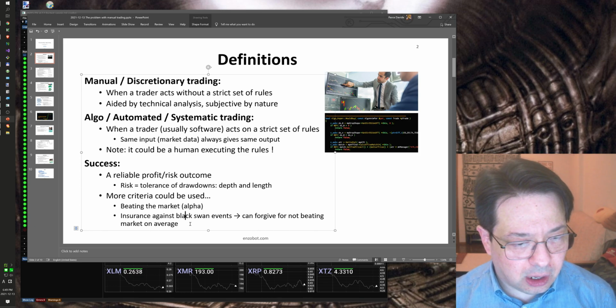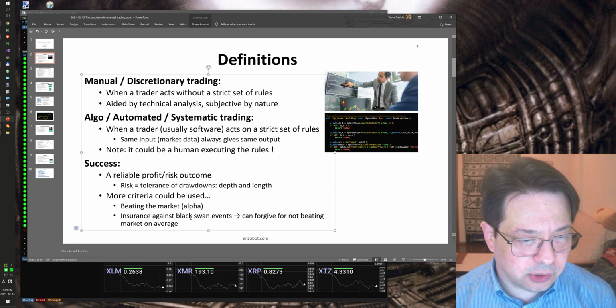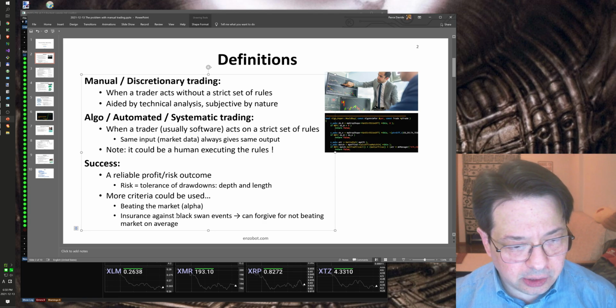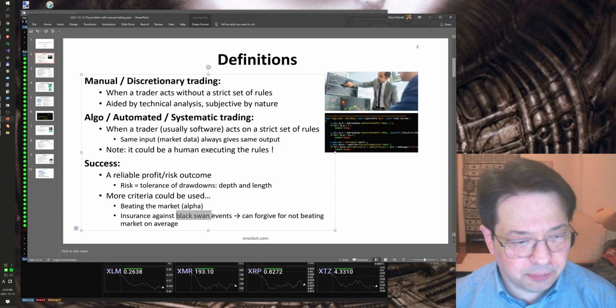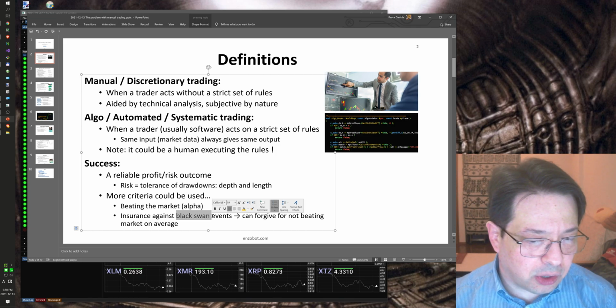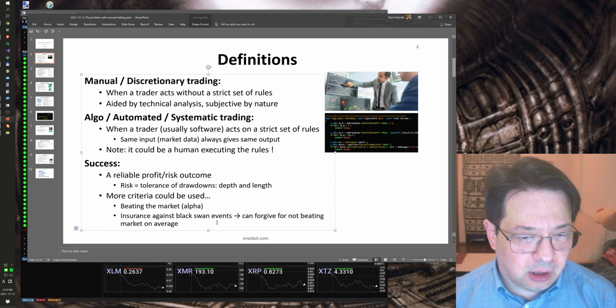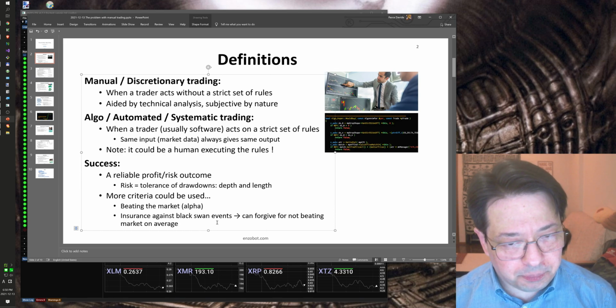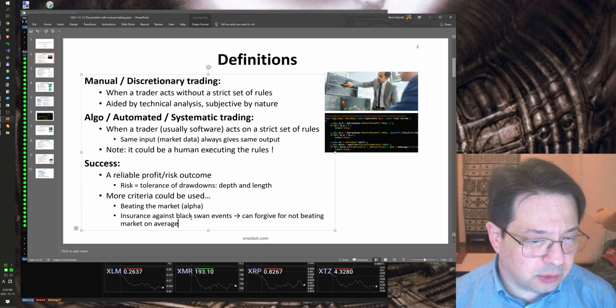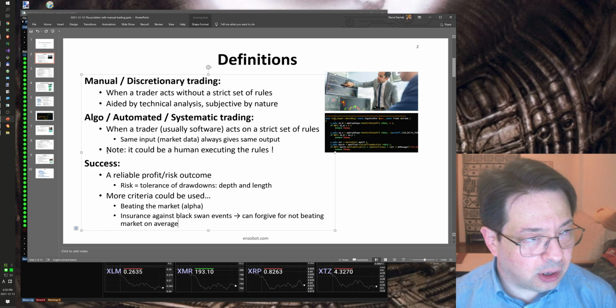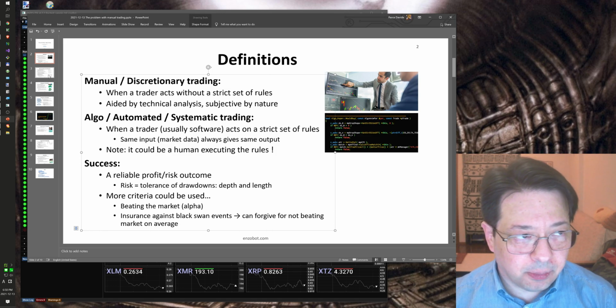Another one is maybe you're not beating the market, but your system somehow guards against black swan events, so very rare catastrophic events in the market. So one could forgive the system for not beating the market on average, as long as one has a more, let's say, reliable profit that guards against the very extreme negative events.